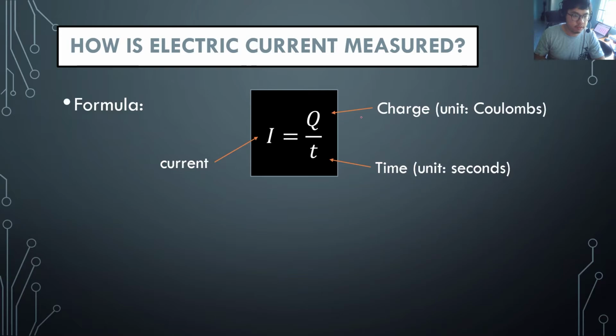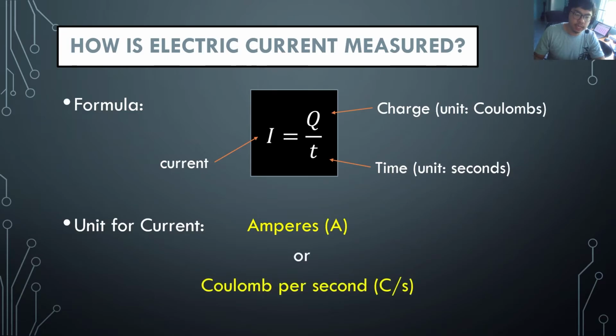So Q is the symbol for charge and T is the symbol for time. Current has the symbol capital I. The unit for current is amperes, or you can also use coulomb per second. Now, this particular unit comes from the formula itself.